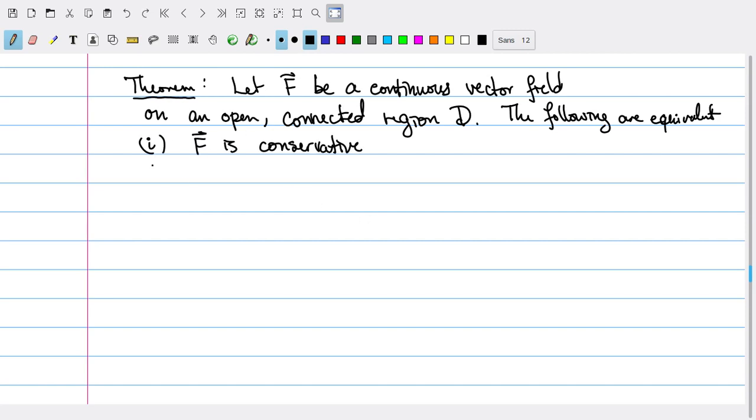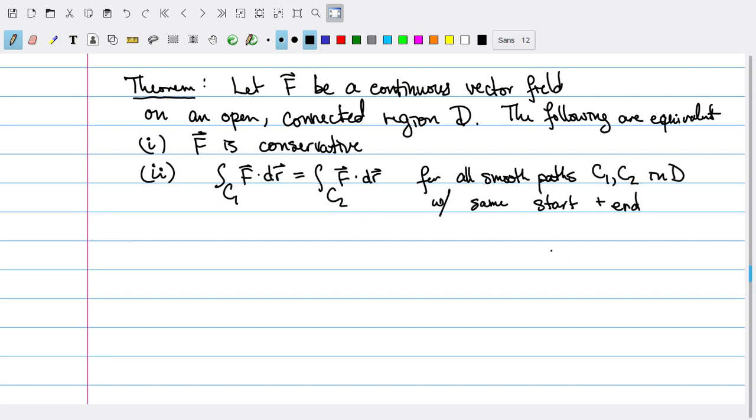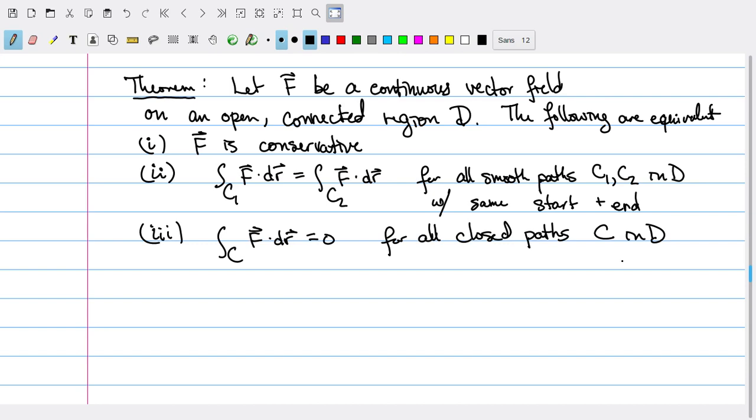F is conservative. The integral over C1 of F dot dr is the integral over C2 of F dot dr for all smooth paths in D that have the same starting and ending points. So this is independence of path. Or the integral over C of F dot dr is 0 for all closed paths in D. Let's try to prove this.